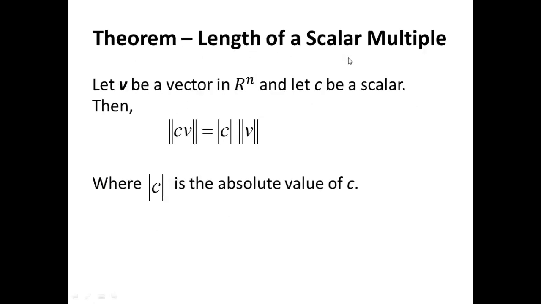Theorem, length of a scalar multiple. Let V be a vector in Rn and let C be a scalar, a real number. Then the norm of C times V equals the absolute value of C times the norm of V. Interesting.